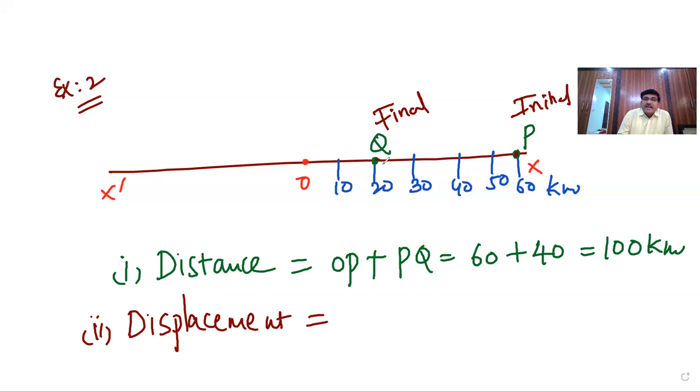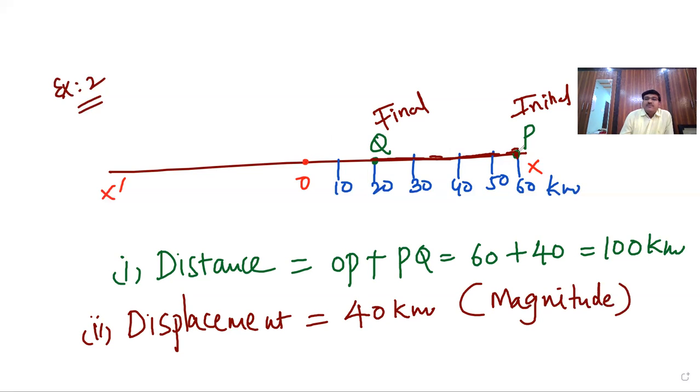The straight line joining the initial position. Length of the straight line joining from the initial position to the final position. So initial position is P, final position is Q. Joining these two, how much is displacement? 40 kilometers. Okay, this is magnitude. What is magnitude? Length of the straight line joining from initial to final position.